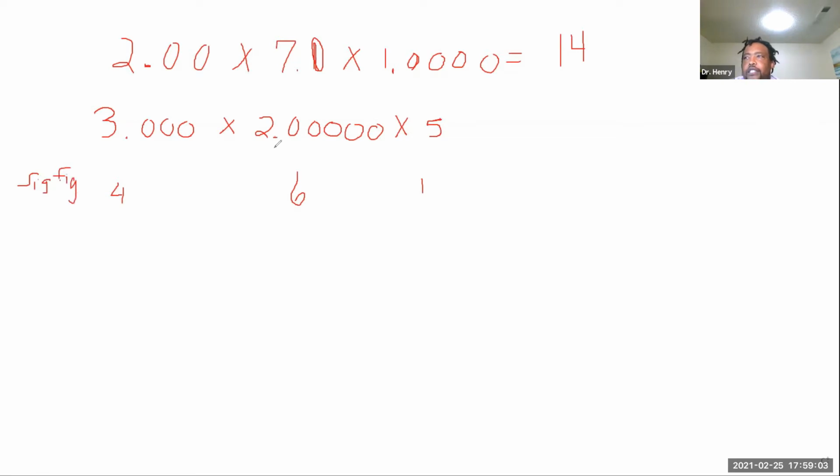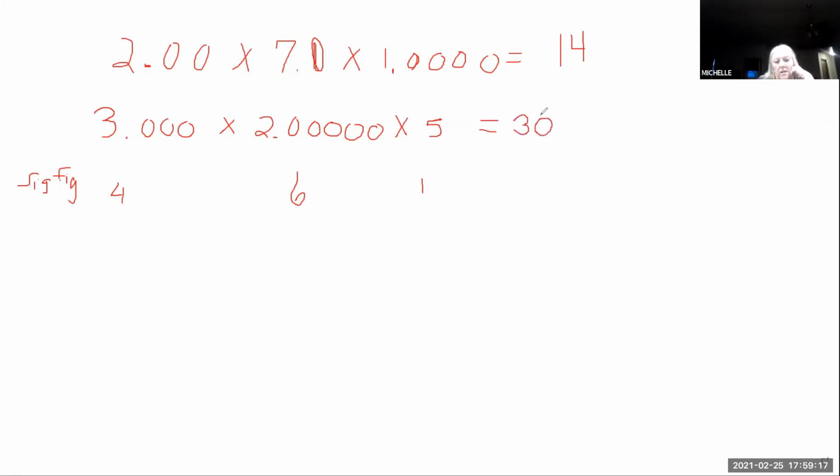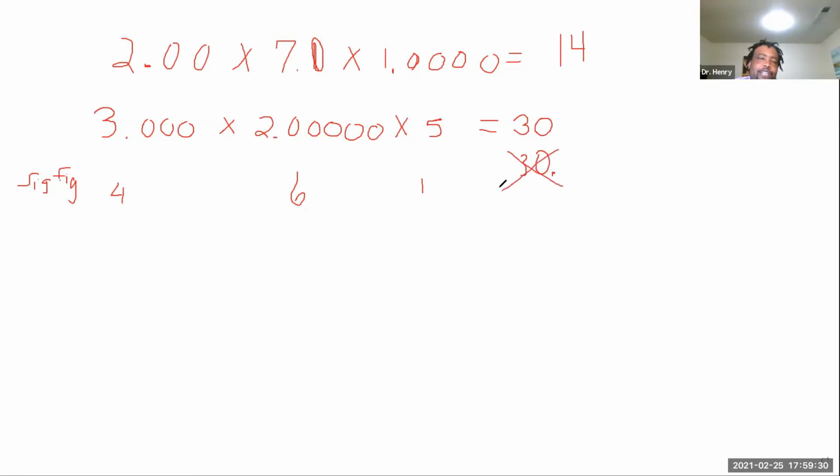So if I multiply this across, 3 times 2 is 6, times 5 is 30. And that's it. How many sig figs did I have? 1. So if I write just 30, would that be correct? Yes. But what if I wrote this? No, that's not correct. That one would not be correct, because we only want 1 sig fig.